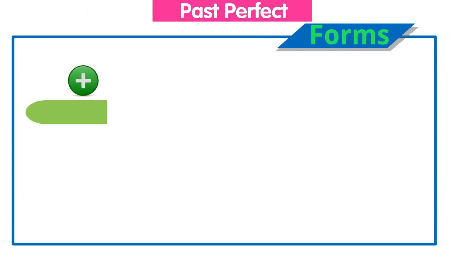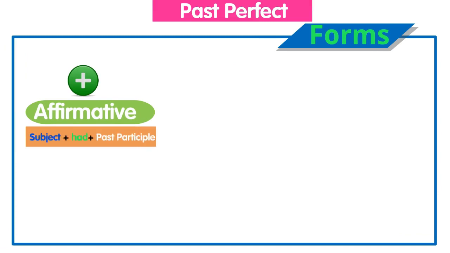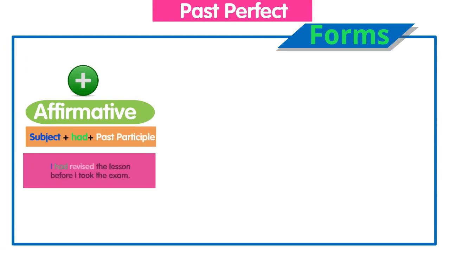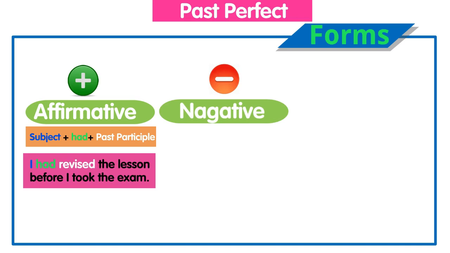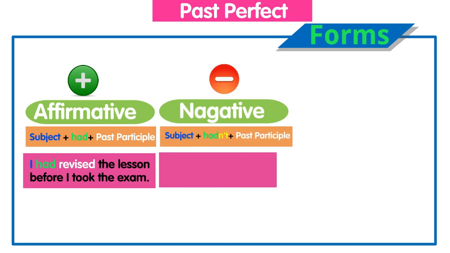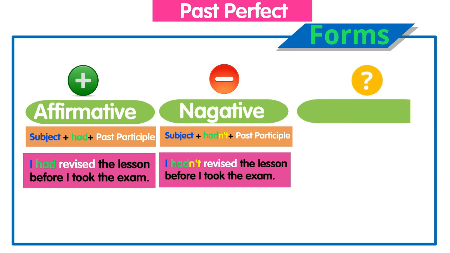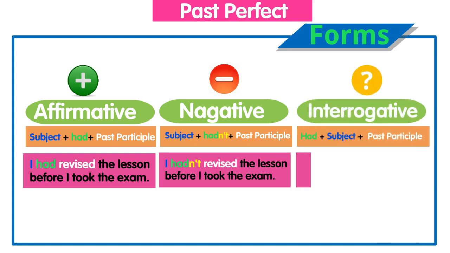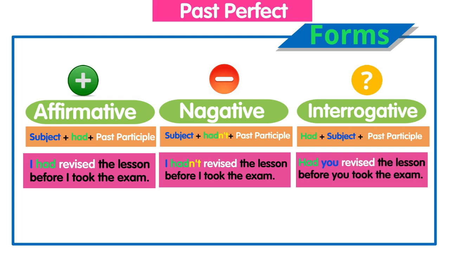So remember this. For the affirmative form, the rule is subject plus had plus past participle. For example, I had revised the lesson before I took the exam. In the negative form, the rule is subject plus hadn't or had not plus past participle. For example, I hadn't revised the lesson before I took the exam. And for the interrogative form, the rule is had plus subject plus past participle. For example, had you revised the lesson before you took the exam?